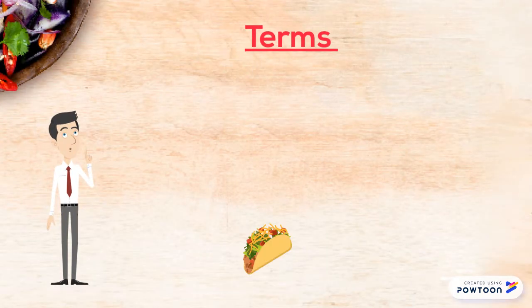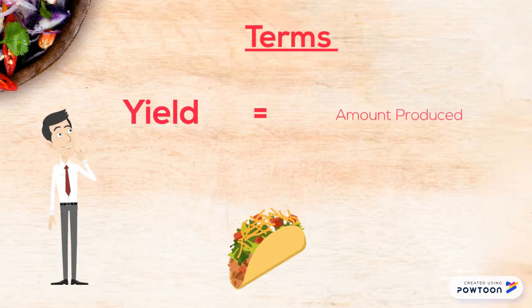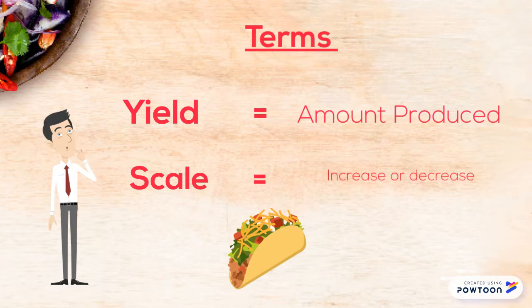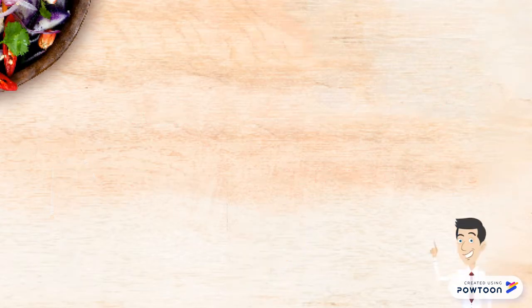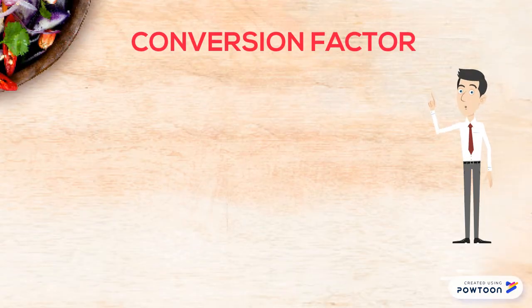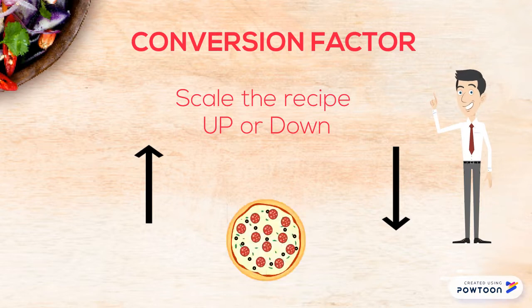Before we start, let's review some culinary terminology. The yield is the amount by volume, weight, or piece a recipe will produce. To scale means to increase or decrease the amount a recipe will produce. And finally, conversion factor. Conversion factor is a number we will use to scale up or down the recipes.